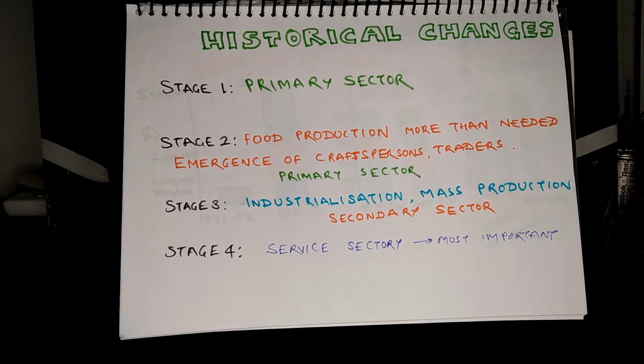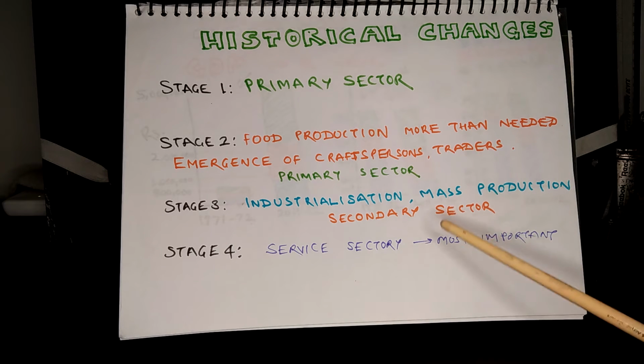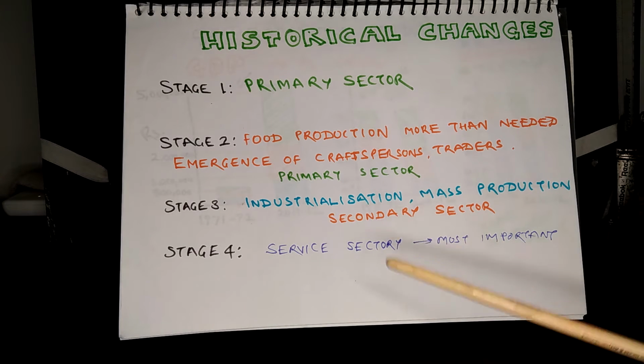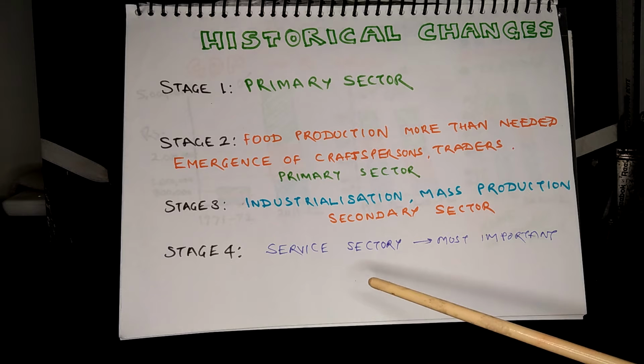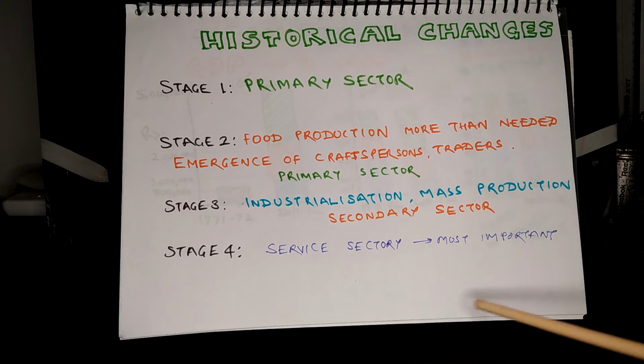Then came stage 3. At this stage, industrialization happened, and industrialization means big factories came into origin, which made it possible to mass produce goods, and the mass production resulted in the development of the secondary sector. At this stage, the secondary sector became more important than primary sector, and in case of stage 4, the services sector became more important. So this is the pattern in all the developed economies. They at first passed through the phase of primary sector, then the secondary sector grew in importance, and later on the services sector became the most important sector.